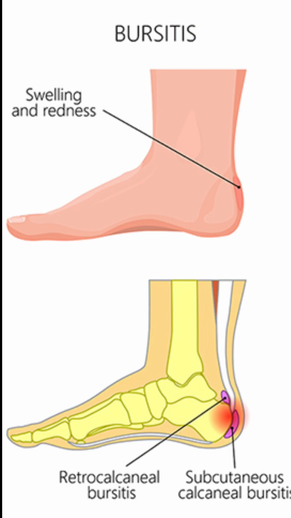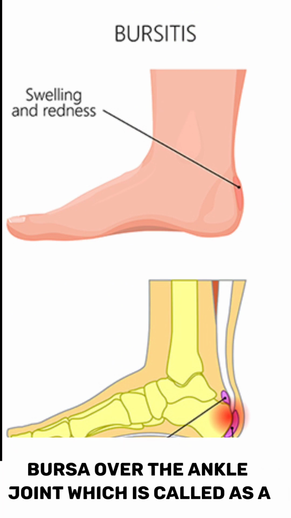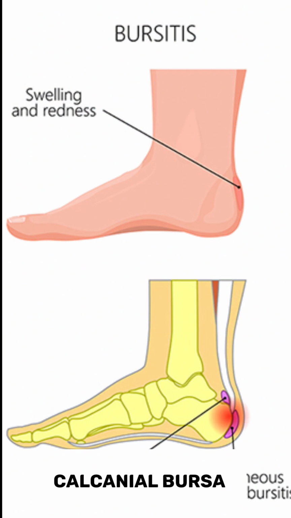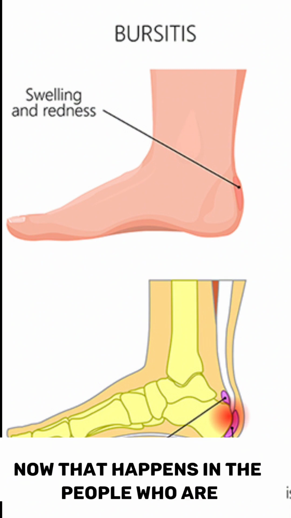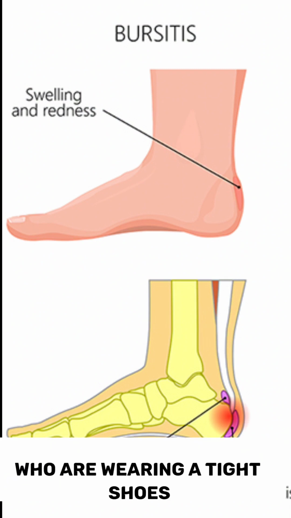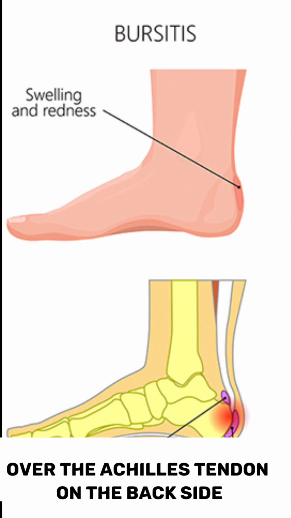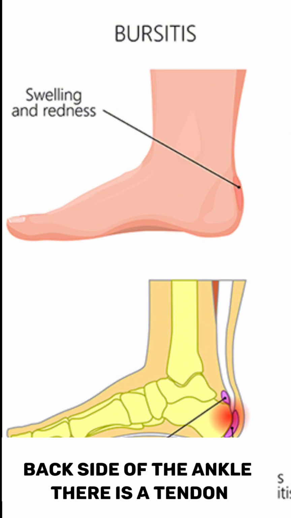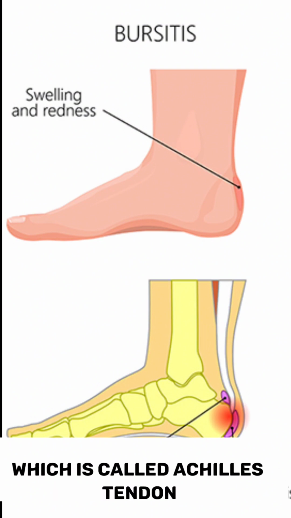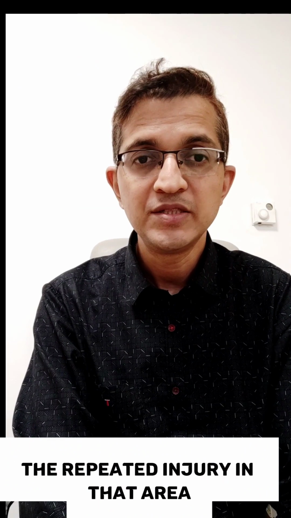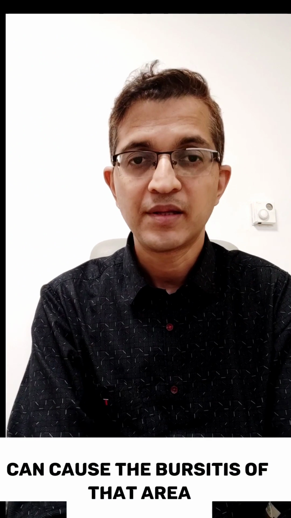Similarly, we have a bursa over the ankle joint, which is called the calcaneal bursa. That happens in people who wear tight shoes. There is repeated injury to the Achilles tendon, the tendon on the backside of the ankle. The repeated injury in that area can cause bursitis of that area.